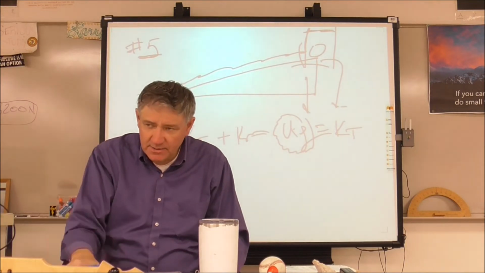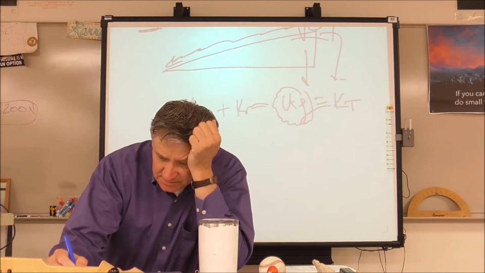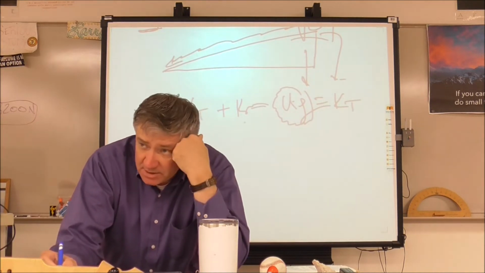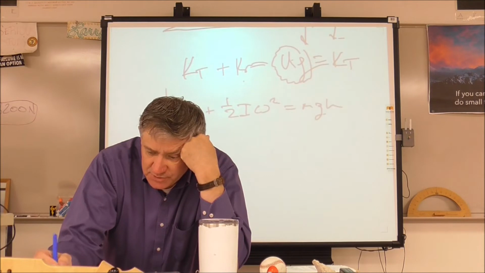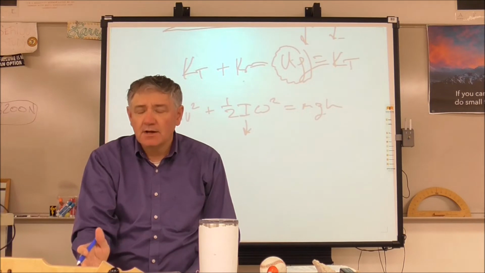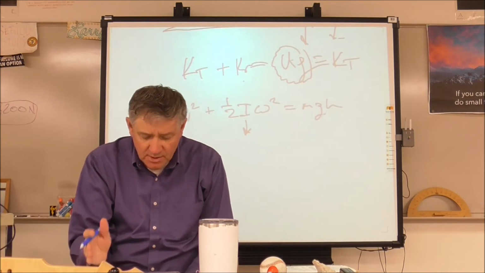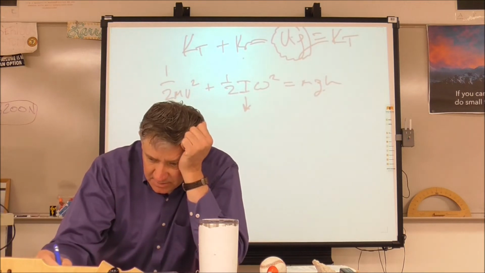Now, here's the trickiest part of this problem. Your KT isn't the issue. That's 1/2 mv squared. It's not a big deal. The tricky part is your KR. So that's going to be 1/2 I omega squared equals mgh. The tricky part here is that you have to pick the moment of inertia that matches whatever object this is. So if you look on this, this is a solid cylinder, right? So the moment of inertia of the solid cylinder is 1/2 mr squared.